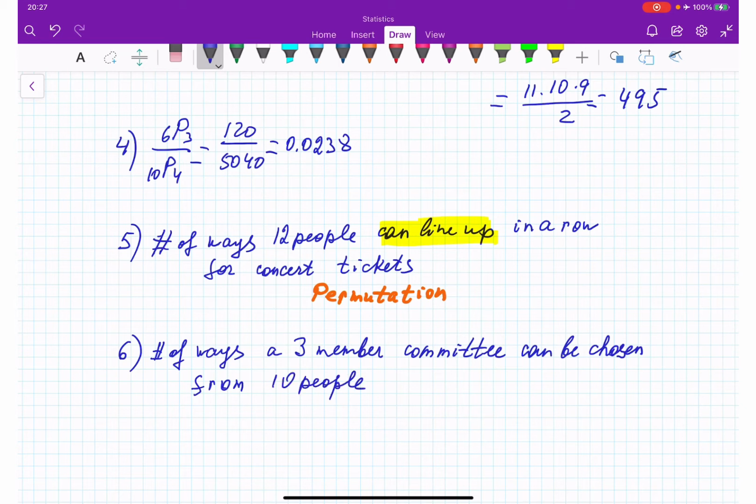What would you use in this case? Combination or permutation? Is order important when you choose 3 people for a committee? No, order is not important, right? Therefore, we are going to use in this case, that's right, combination. Question number 7.